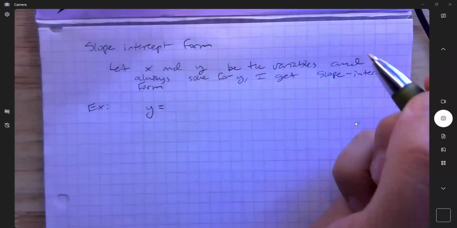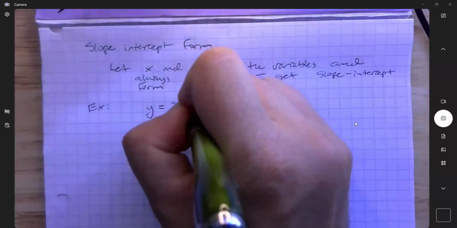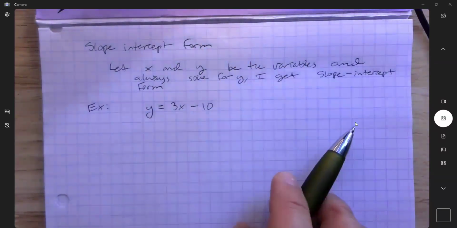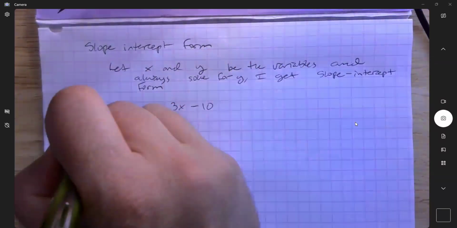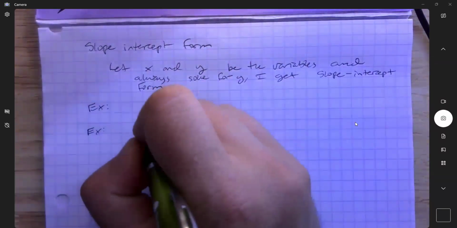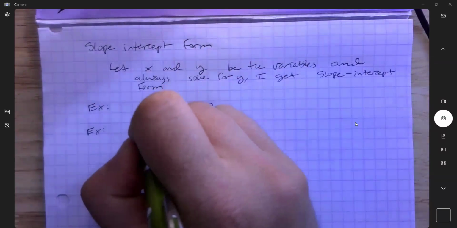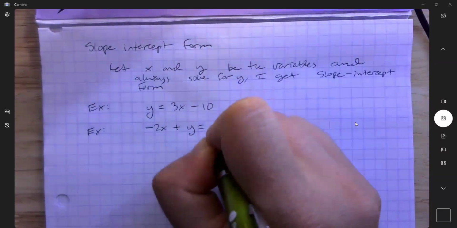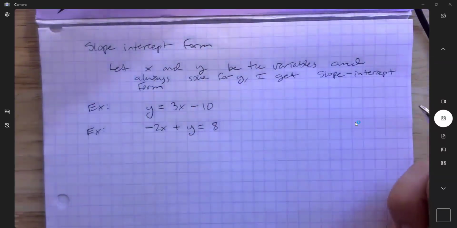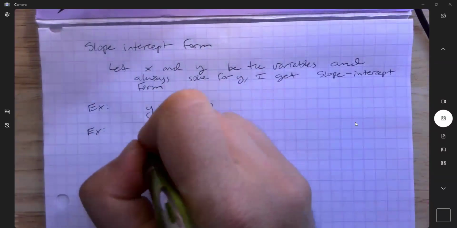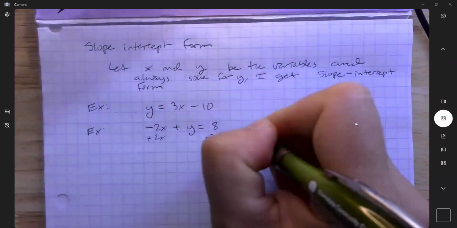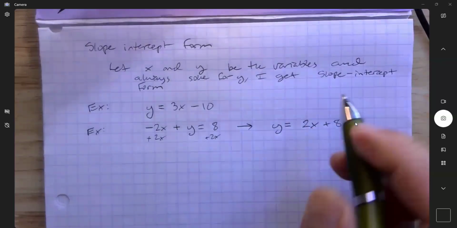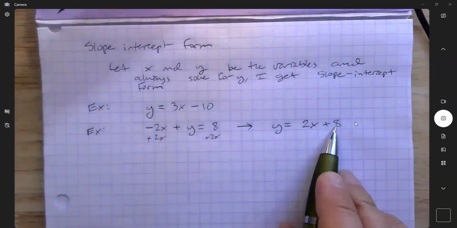So let me give you a couple of examples. Here's an equation that has an x and a y. It's already solved for y. This is slope-intercept form. If I have an equation that looks like negative 2x plus y equals 8, I can solve that for y by adding 2x to both sides. And I'm going to get y equals 2x plus 8. That's also in slope-intercept form.